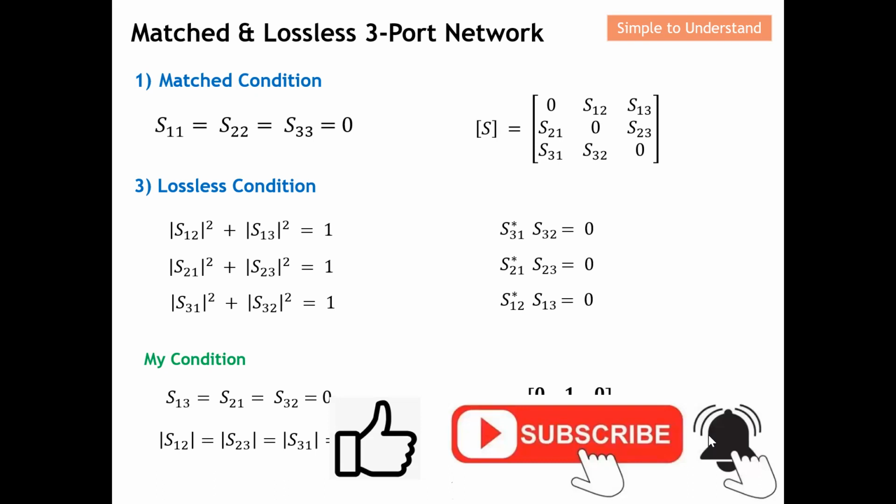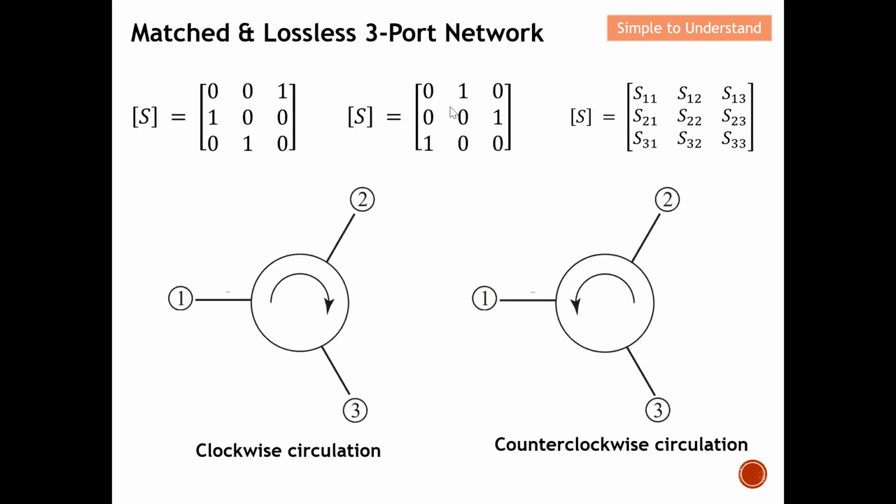Okay, so these are the two sets of S parameters that I have derived earlier on. Basically they are matched and also lossless. So I have derived these two sets of S parameters for a triport network to be matched and lossless. So basically this is a general S parameter set. So what do all these S parameters mean?